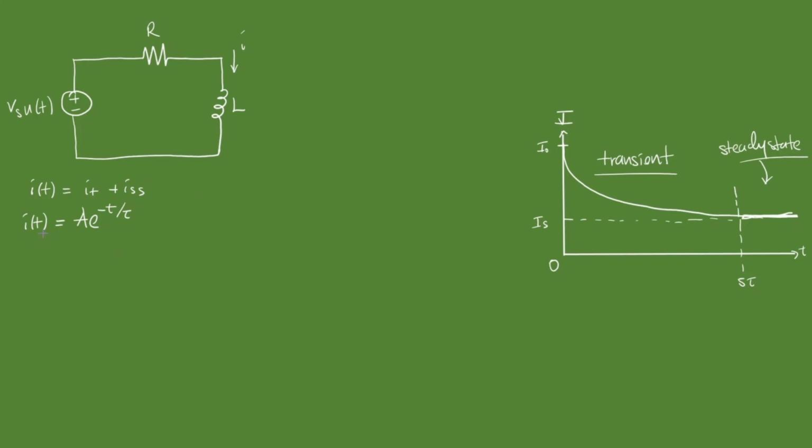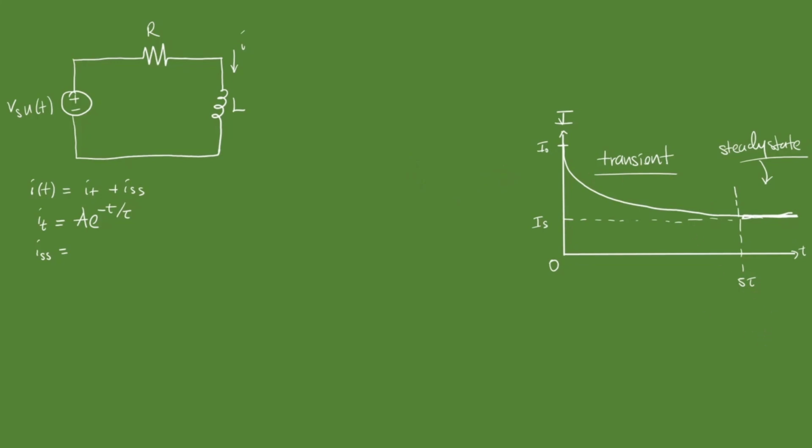Very simple. Oh, okay, I transient, not I of t. And I steady state, the steady state current, is going to equal, look at this, a steady value. This is a simple straight value.